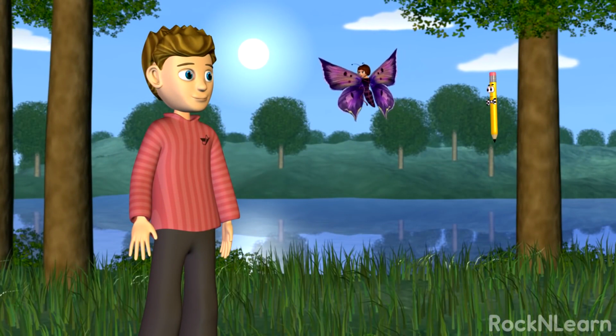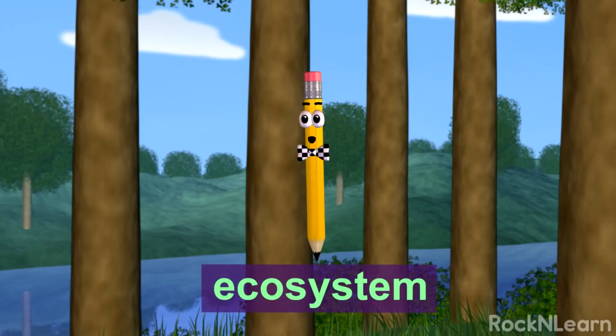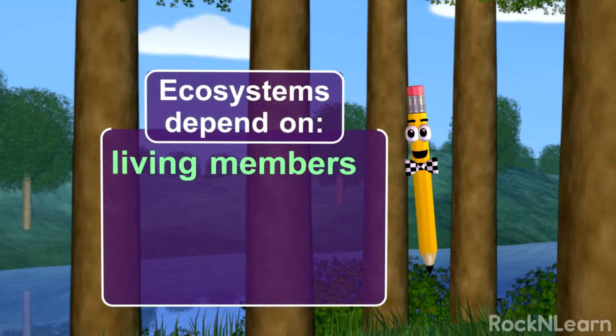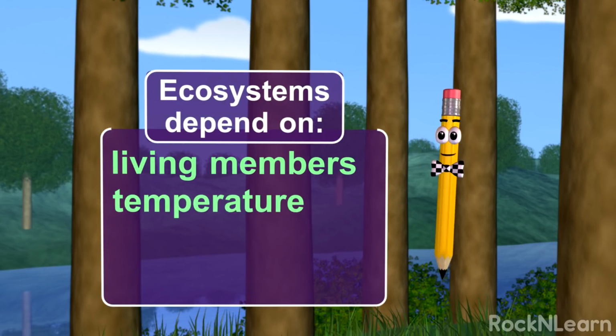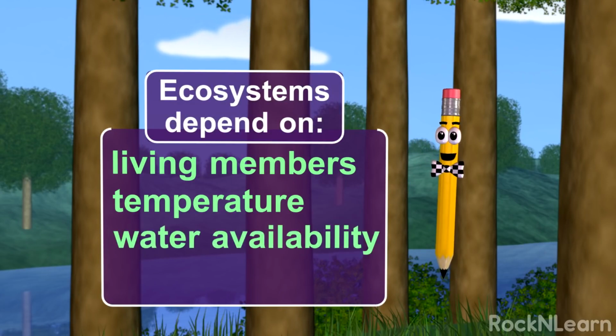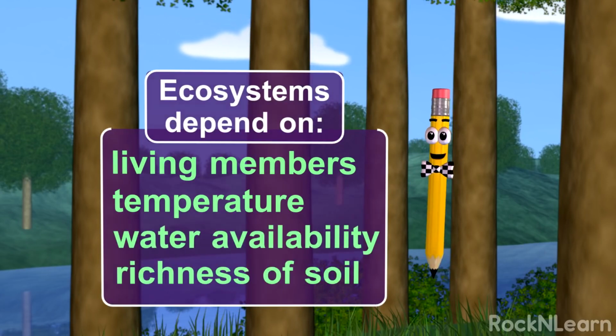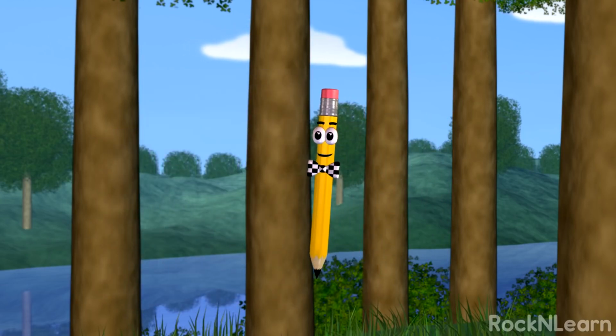We made it to the Ecosystem Learning Center. An ecosystem is a living community which depends on each of its living members, as well as things like temperature, water availability, and the richness of the soil. Ecosystems vary in size. They can be as small as a puddle or as large as the earth itself.